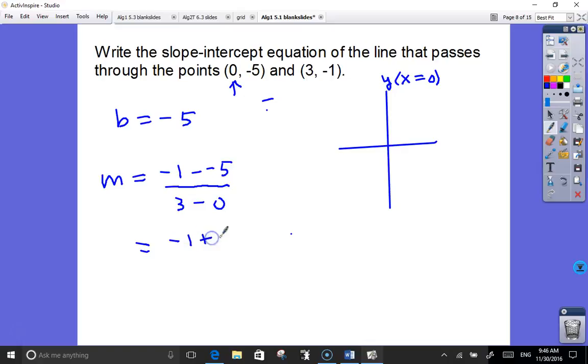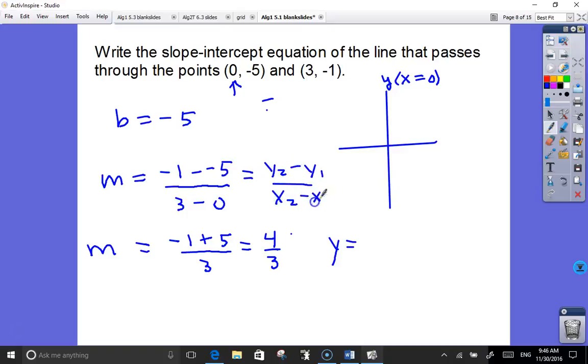-1 plus 5 over 3, which is 4/3. Okay, so now we've got our m, and we've got our b. Write the equation. The formula for slope is y2 minus y1 over x2 minus x1, and so I use this to be my x2, y2. I could have made it the other; I would have got the same thing.